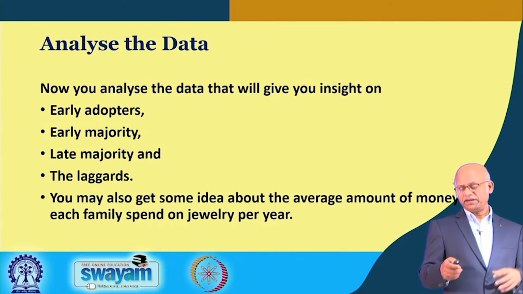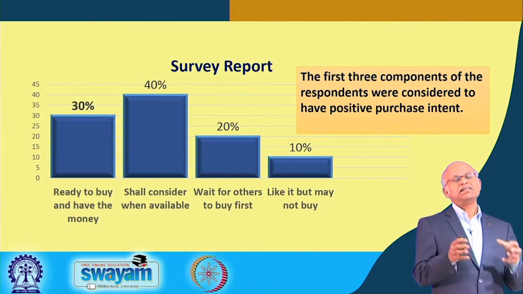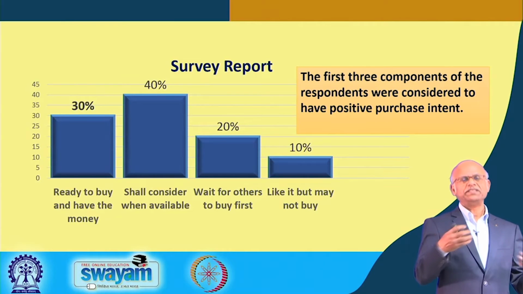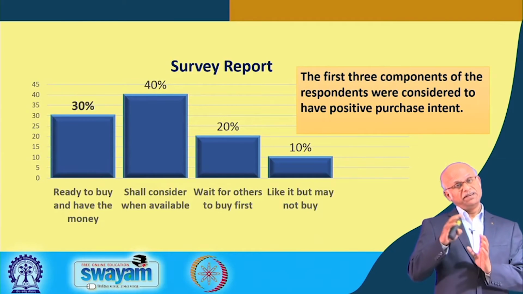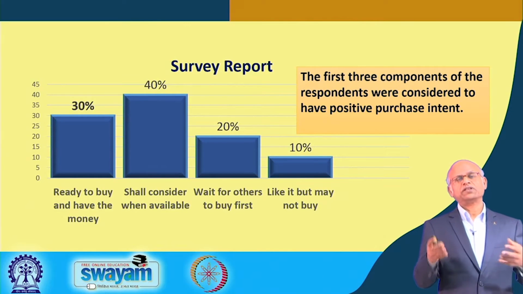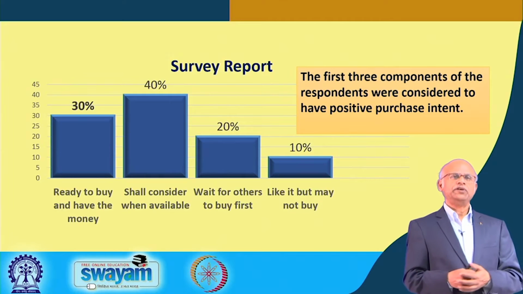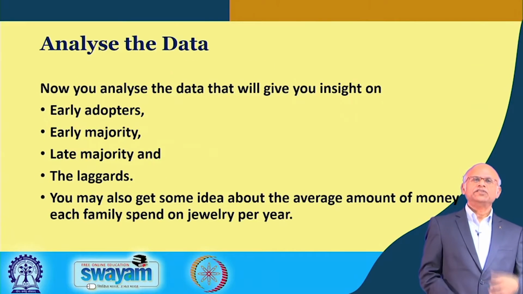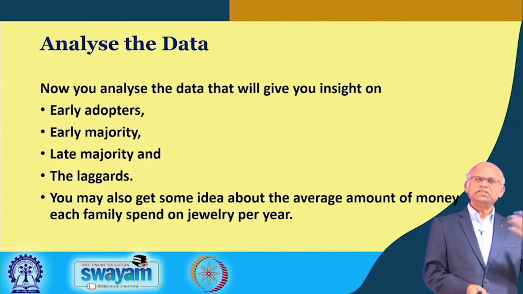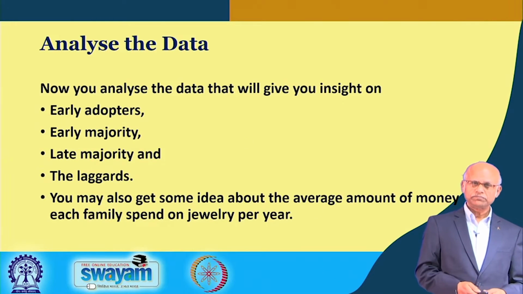Now, based on this data, you understand that this 30% are the early adopters, meaning they will buy. They have already decided without even seeing the product. 40% are the early majority; once available, most likely they will buy. Then 20% are the late majority, and 10% are the laggards. So, you have this classification done based on market research. We have discussed how to identify them: it is market research.